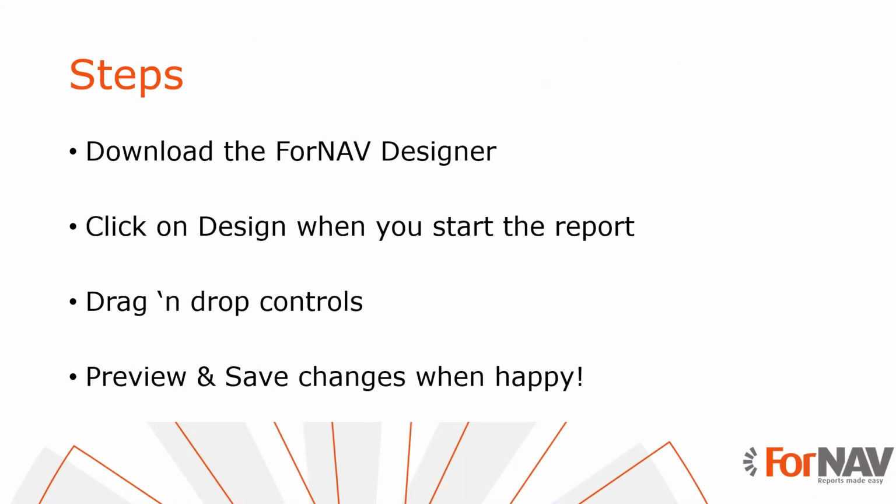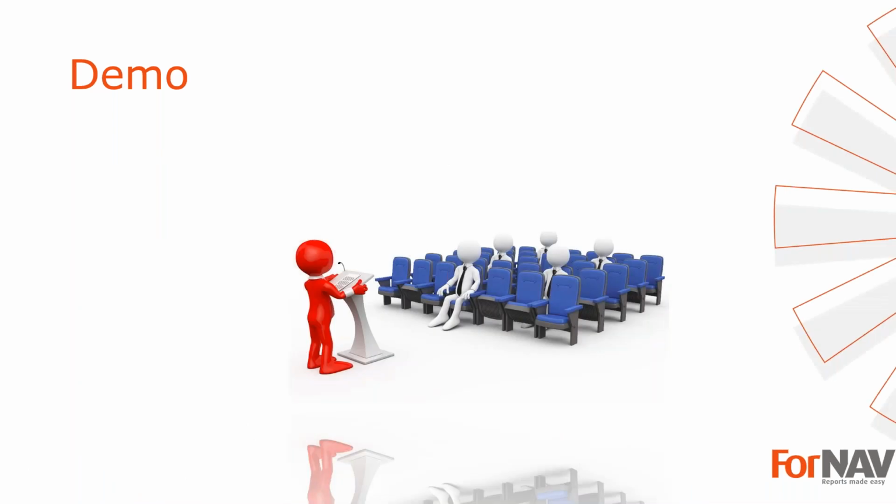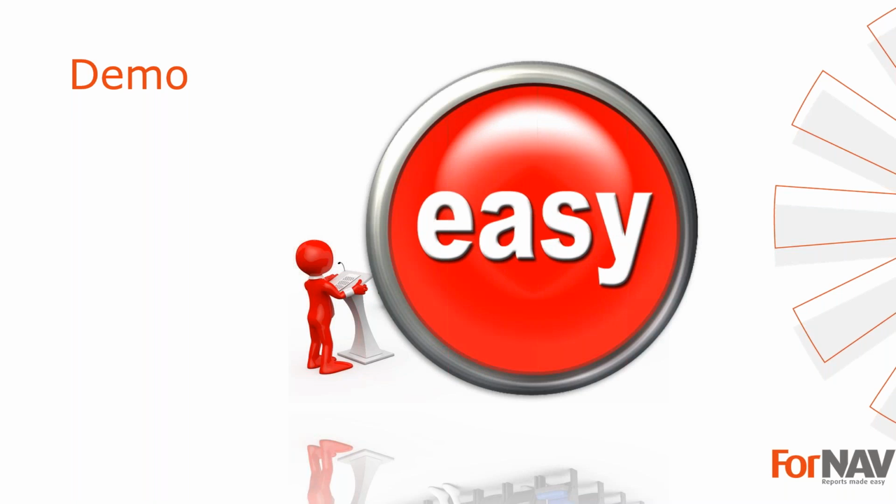So in order to do this, after you have installed the ForNAV app from AppSource, you have to download the ForNAV designer from our website. If you go to fornav.com/download, you can download the latest builds from the designer. You click on design when you start the report, just like I did, drag and drop controls, and then preview and save changes when you're happy. You can just do that as many times as you want until you think that you have done what you want to do. So I've already done the demo, so I'm going to skip this. And I think I proved that this is just super easy to do.